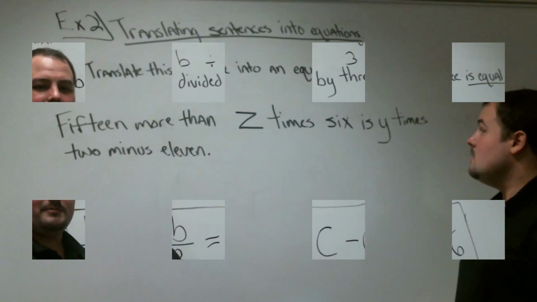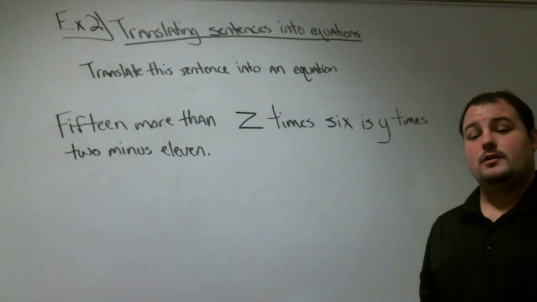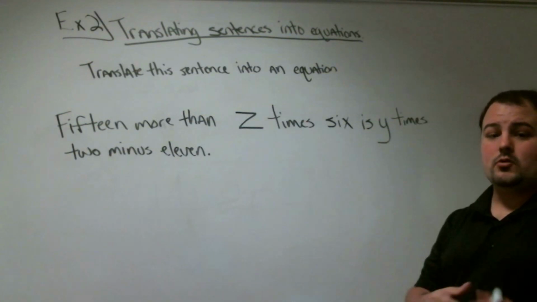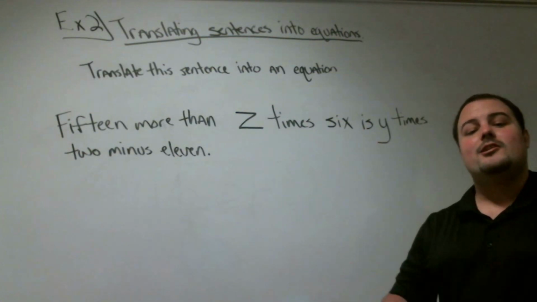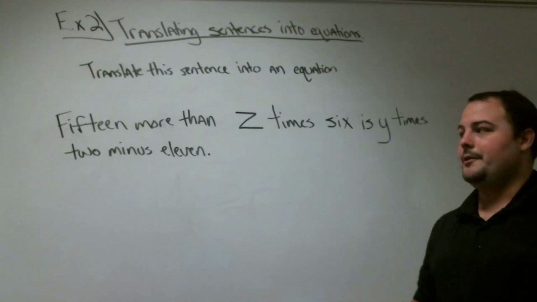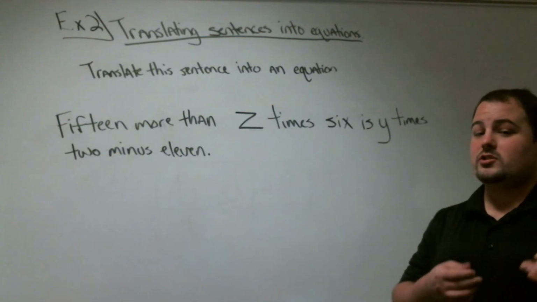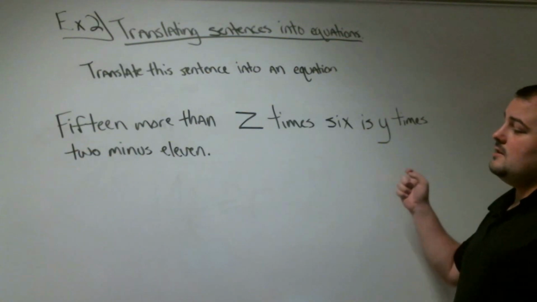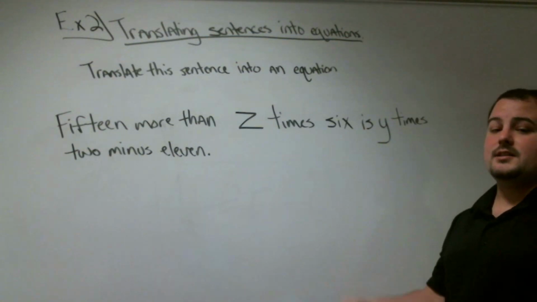Let's go ahead and do another problem. In this example, we're doing kind of the same thing. We're still translating into an equation. It says translate the sentence into an equation. So here is our sentence that we're actually going to translate into numbers. Right now, it's written as words. If you're thinking about this, this is actually kind of like what we did in Chapter 1, Lesson 1. But now instead of being expressions, we're now doing equations. Equations need to have equal signs. 15 more than z times 6 is y times 2 minus 11.